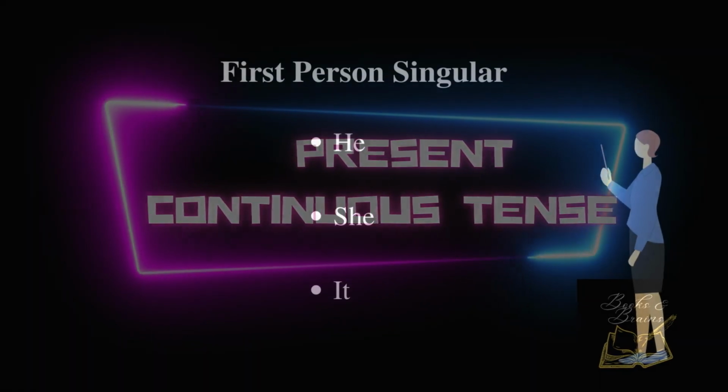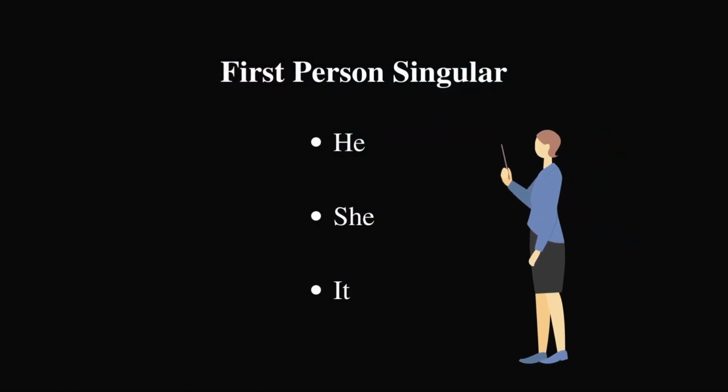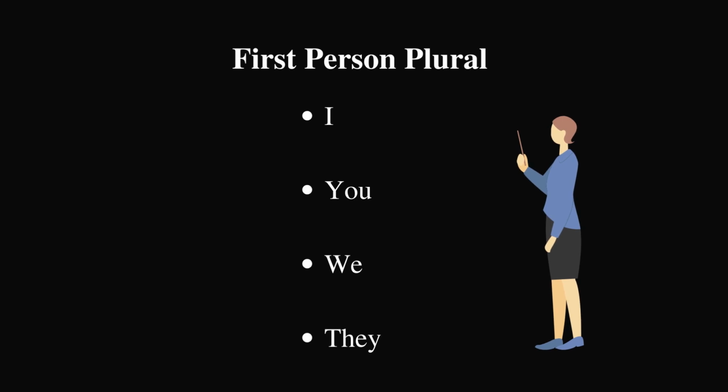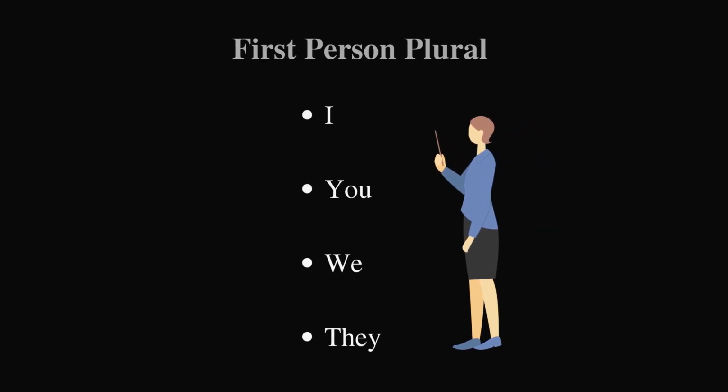When we say the subject is first person singular, it means he, she, or it. When we say subject is first person plural, it means I, you, we, and they.